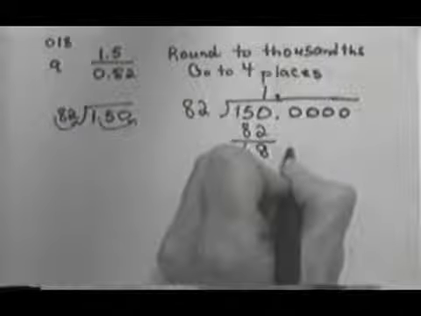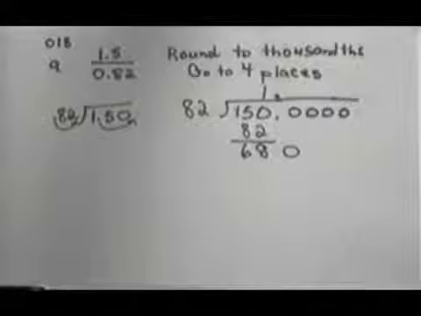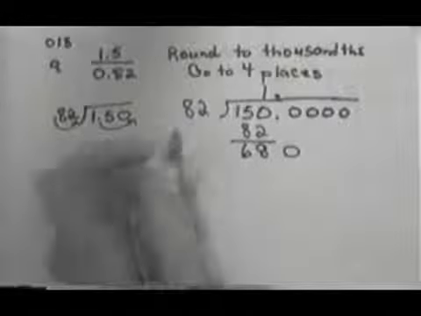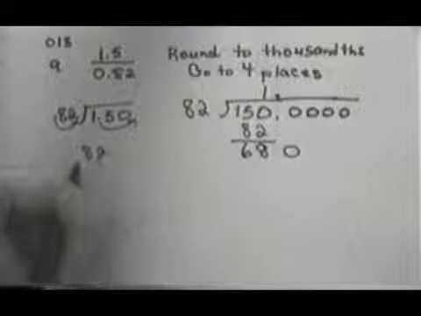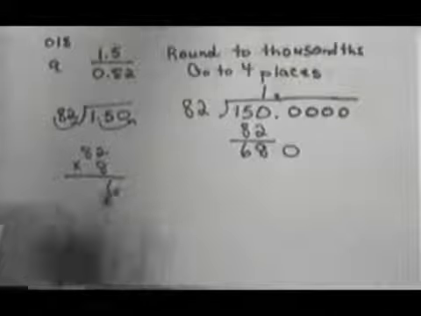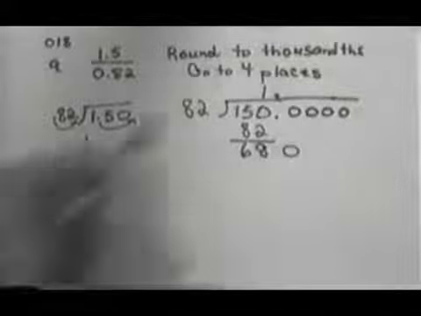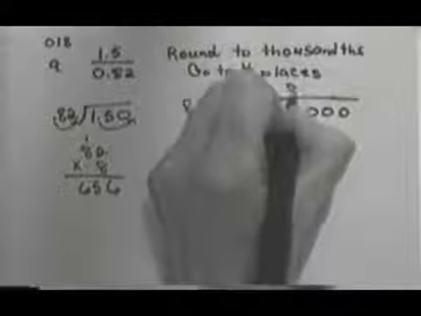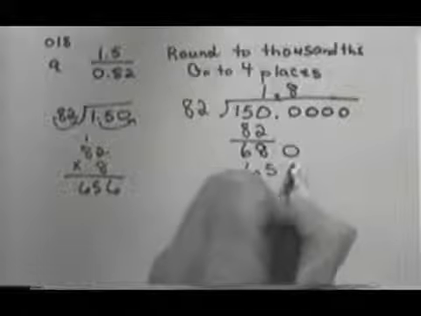Now I bring this first 0 down, and I have to divide 82 into 68. Well, when I estimate, 8 goes into 68 8 times. Let's try 82 times 8 over here and make sure it works. That's 16. Carry our 1. 64 and 1 is 65, so that does work. So I can put my 8 over this first 0, and then write down 656.